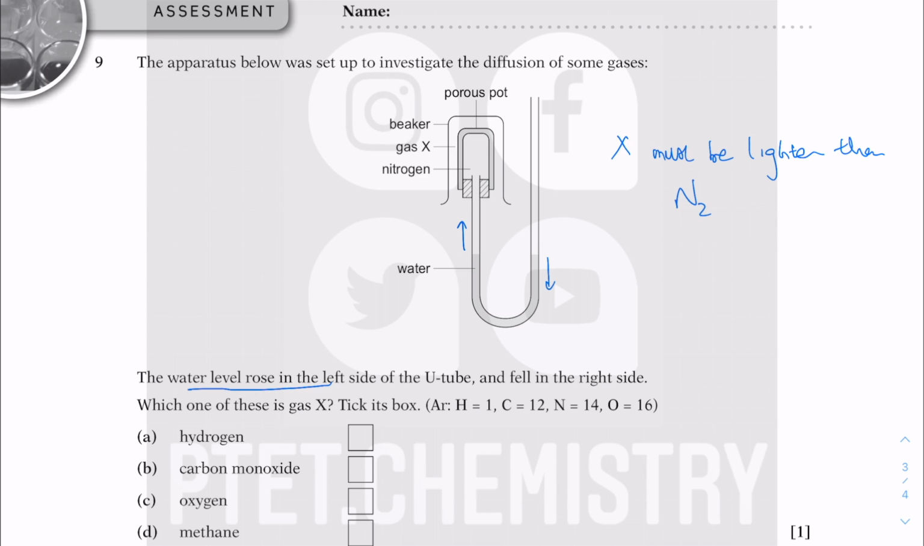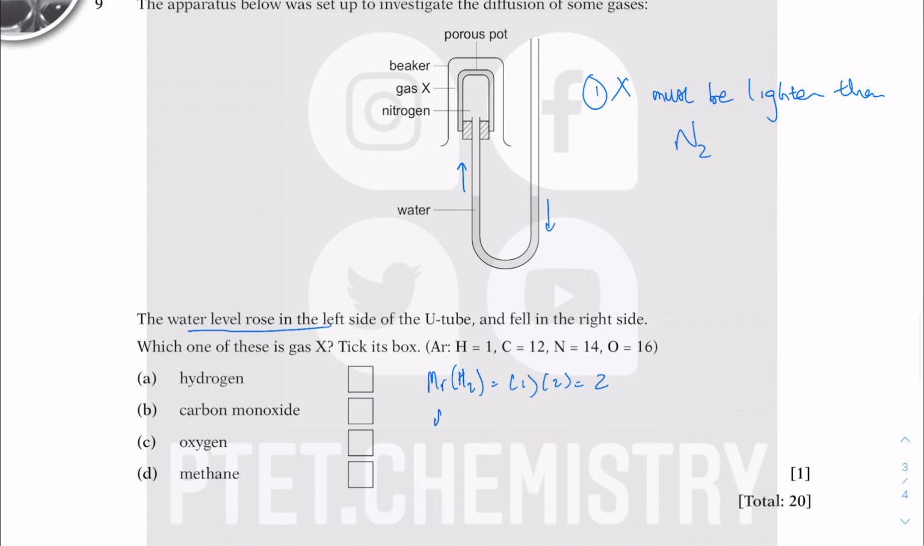But we have another dilemma, because in another way this question could be asked: why does it move down? The reason could also be that you have a very, very light gas such as hydrogen. Hydrogen exists as H2, that will give you 1 times 2, which is just 2, and it is indeed the lightest out of the 4 being given here.